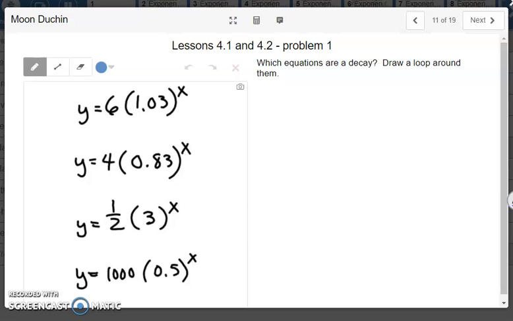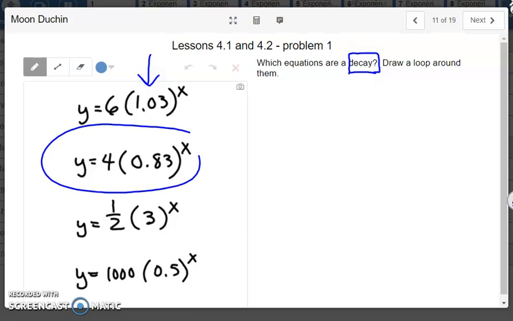We're looking for a decay, which means by multiplying by the b value over and over again, does the answer go up or does the answer go down? So I'm looking for decay, which means I'm looking for the place where the answers are going to go down. So I'm looking for decimal numbers or b values that are between 0 and 1. So for example, for the bottom one, it's 1,000 times 0.5 to the x, which means each time I multiply by 0.5, I'm taking half of the original value.